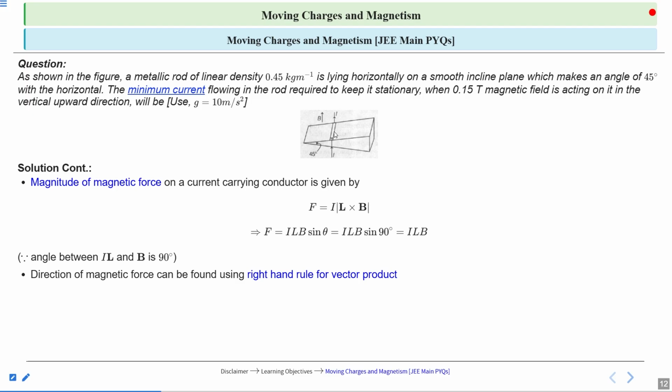So the force will be in this direction and along the inclined plane, because your fingers are also inclined. When you point your fingers in the direction of current, your fingers will also be aligned along the conductor, because the metallic rod is placed on the inclined plane. So your fingers will be inclined at 45 degrees to the base, and you curl your fingers vertically upwards, in the direction of the magnetic field. So this force will be along the inclined plane and upwards.